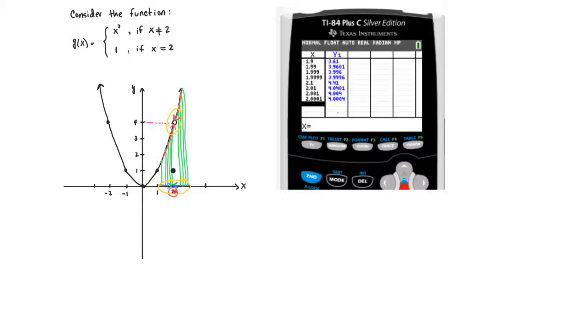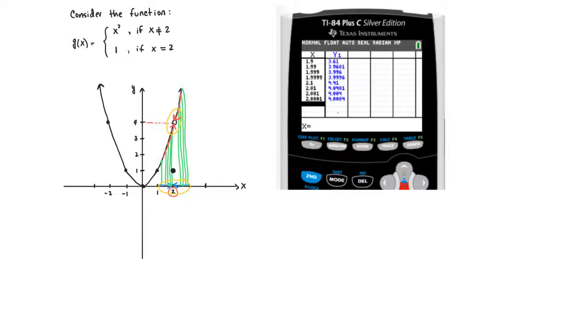At 2, when x is equal to 2, the y value is not equal to 4. But we don't care about what happens at 2. We only care about what happens around 2. And as we get really, really close to 2, the y values are getting closer and closer to 4. And that's what we want when we talk about limits. That's what makes 4 the limit of this function as x approaches 2: the fact that as x approaches 2, the y values are consistently approaching 4.